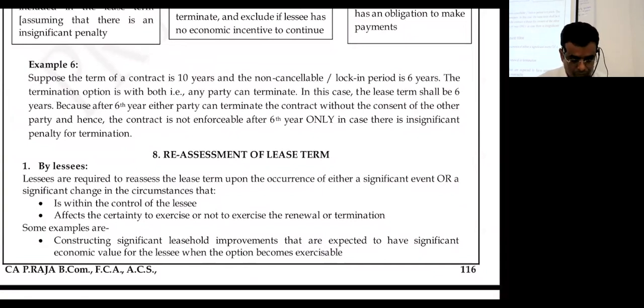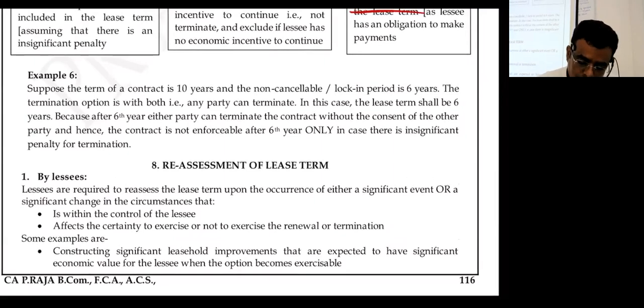Termination of lease with both, that is, any party can terminate. In this case, the lease term shall be 6 years. Because after 6 years, either party can terminate the contract without the consent of the other party, and then the contract is not enforceable after 6 years. Only in case there is insignificant penalty for termination. So how long should the contract period be? 10 years.